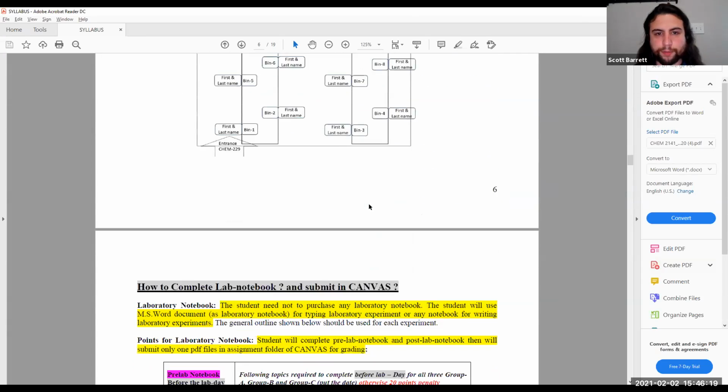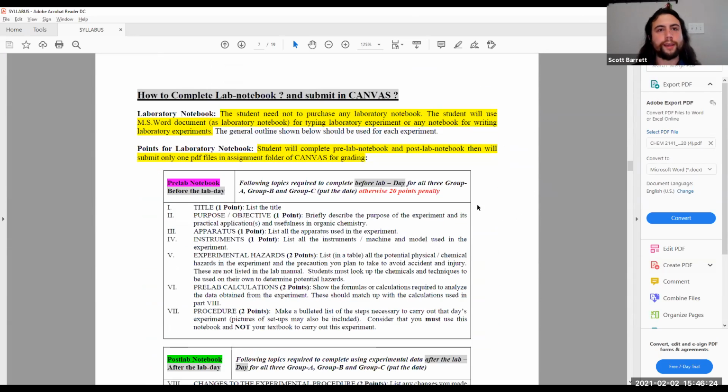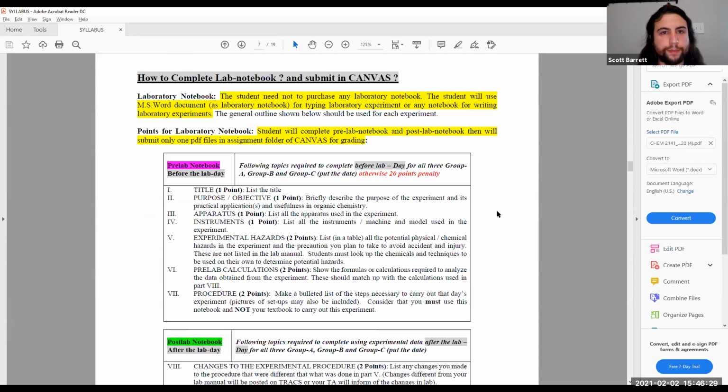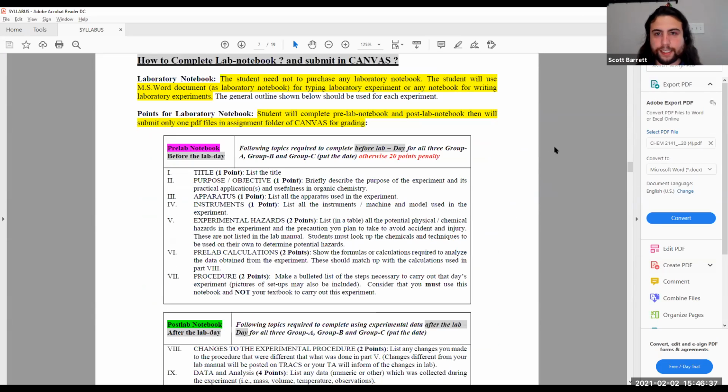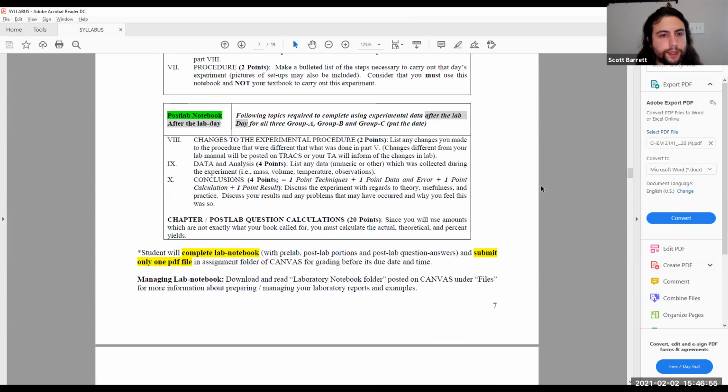Most of this is not applicable to us because we're not in lab. So this part right here is very important. Make sure to review this because this is going to be exactly how to complete your lab notebook. This is a full overview of it. This is the part that I want you guys to have done before you jump on here at 3:30 on Tuesdays: title, purpose, apparatus, instruments, hazards, pre-lab, calculations, and procedure. Then afterwards, you'll get your data, you'll analyze it, and then you'll complete the section here.